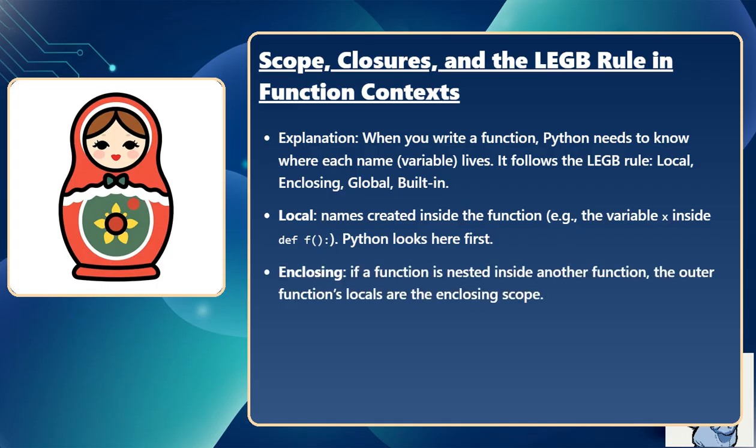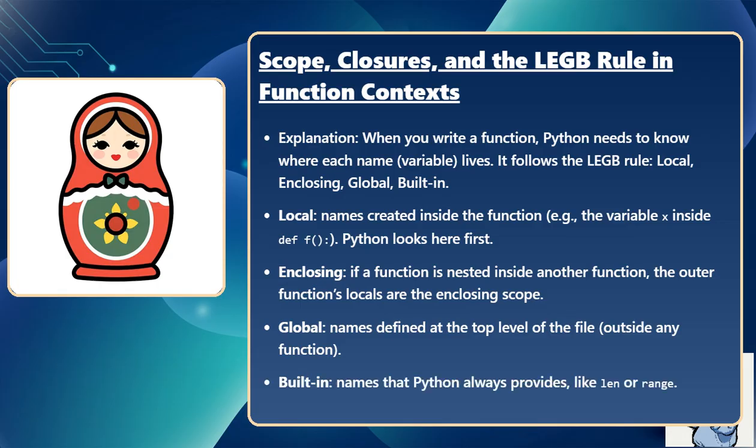Enclosing: if a function is nested inside another function, the outer function's locals are the enclosing scope. Global: names defined at the top level of the file outside any function. Built-in: names that Python always provides, like len or range.